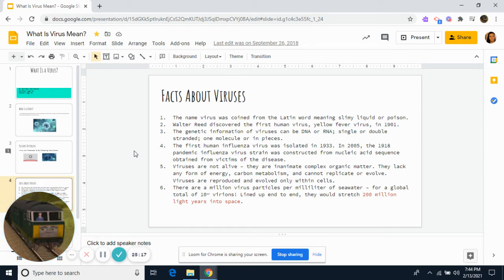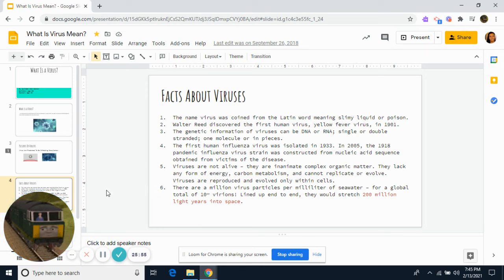Viruses are not alive. They are inanimate, complex organic matter. They lack any form of energy, carbon metabolism, and cannot replicate or evolve. Viruses are produced and involved only within cells, they cannot move or reproduce. They cannot replicate or evolve. That doesn't really match these definitions of them.